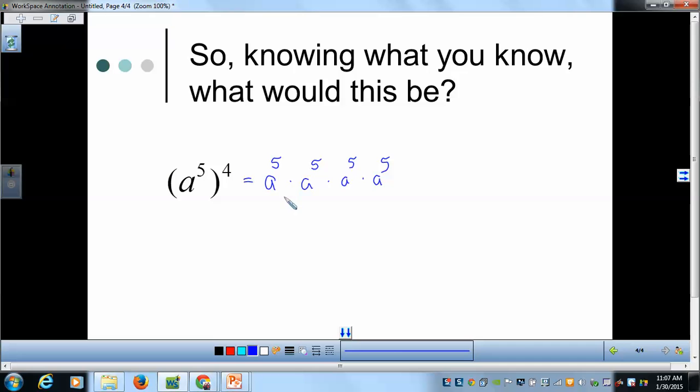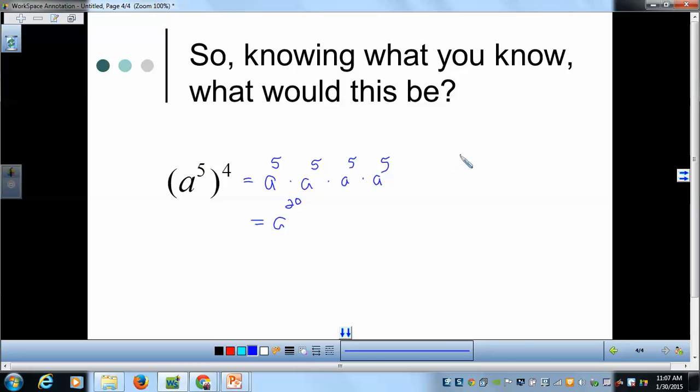Now, then we can reuse it. We have 5 a's, another 5, another 5, another 5. So we really have a to the 20th power. Now, a shortcut to this is that we can just multiply these two powers together, because I have 4 sets of 5 a's. So I would have 20 a's total.